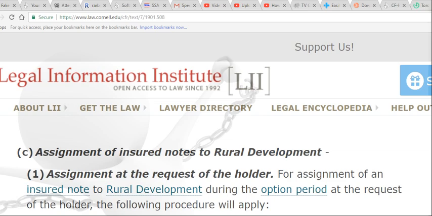Now notice what he says. Upon receipt, they will acknowledge receipt of the note and process payment to the assigner of the par value of the note as of the date of the Treasury check. Pay attention. This is automatic. They will acknowledge receipt and process payment. There is nothing else required on your part.